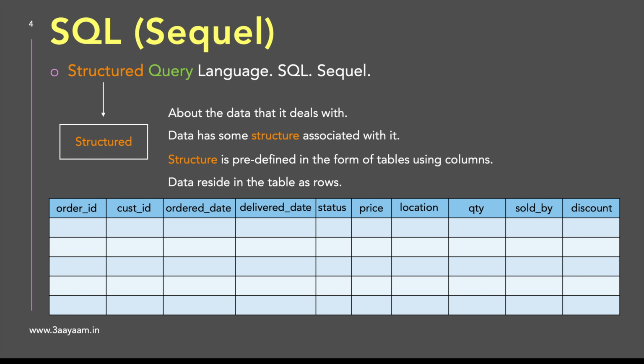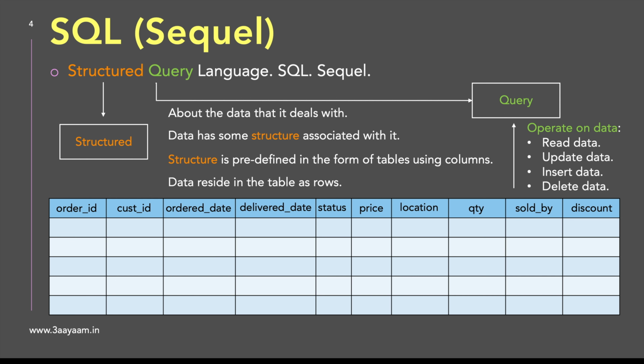So this is what a structure is. So define a structure of a table, or an object for that matter, and data resides in this object in the form of rows. Then you have query. So what is this query? Query is basically the format or the way we deal with the data. For example, if you have to do something on the data, we use query, and this is how we operate on data.